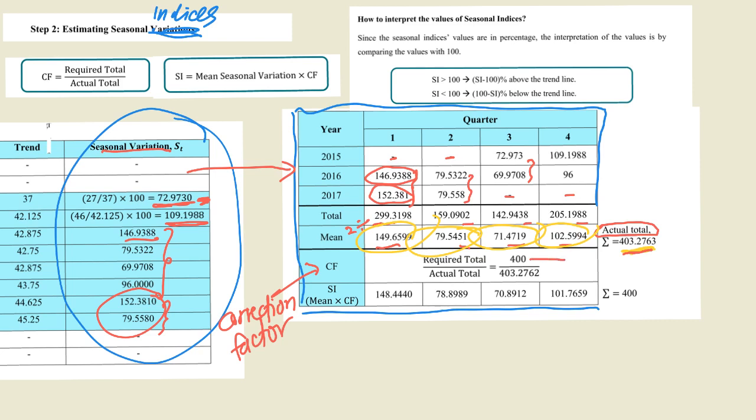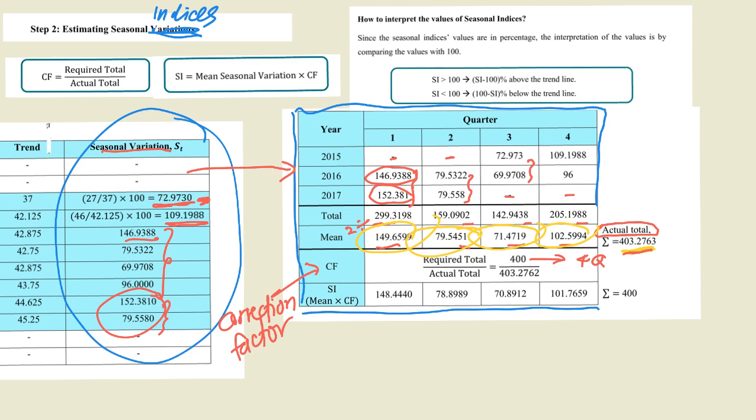So for this question, we have 4 different quarters. If you have 4 different quarters, we assume that for one quarter, it is equals to 100. So since you have 4 quarters, it is going to be 400. The required value is 400. So for this one, you don't have to calculate it. You just need to write 400 divided by 403.2762. So let it be.